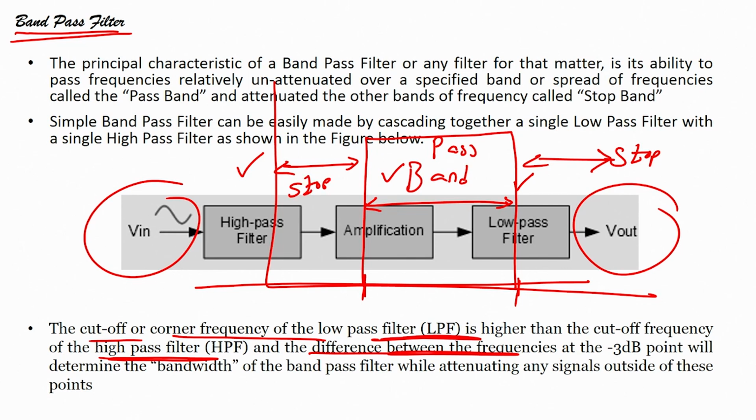The cutoff frequency of the low pass filter is higher than the cutoff frequency of the high pass filter. So, if this is my cutoff frequency for the low pass filter, it is higher than the cutoff frequency for my high pass filter, and the difference between the two is the band of frequencies that I want to pass. It is my band pass filter.